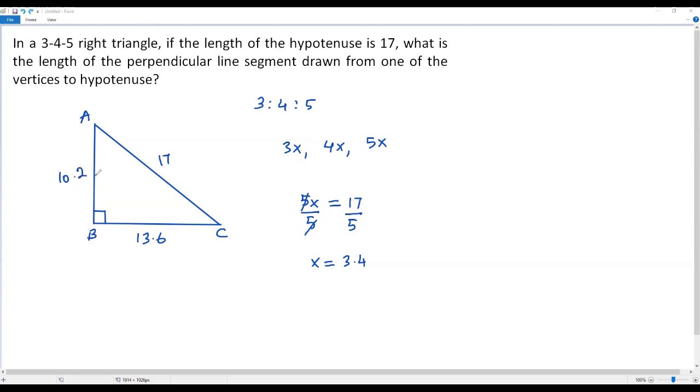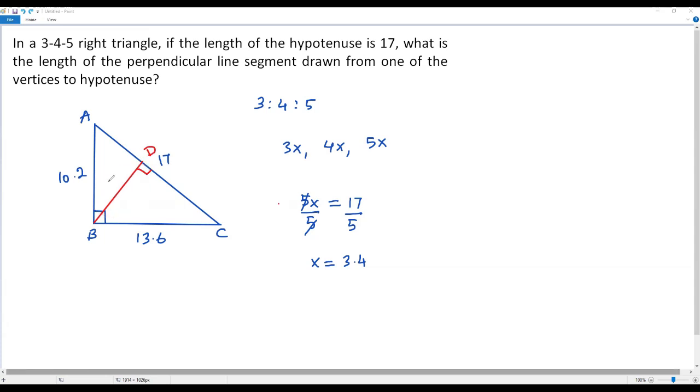Okay, now I got the lengths of all the three sides of this right triangle. According to the information we have, we have to find the length of the perpendicular line segment drawn from one of the vertices to the hypotenuse. We'll be able to draw the perpendicular line segment only from the vertex B to the hypotenuse. Let me draw it. So this is the perpendicular line segment I have drawn from one of the vertices, that is B, to the hypotenuse over here. This is the perpendicular line segment. Now let me say this is point D. So clearly this BD is the altitude of the triangle.